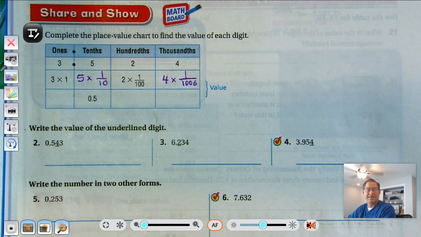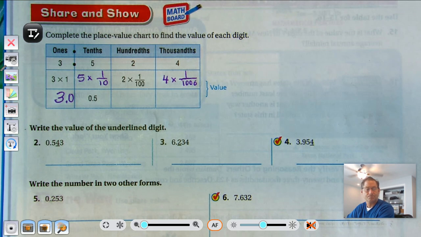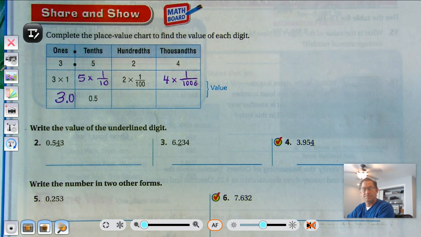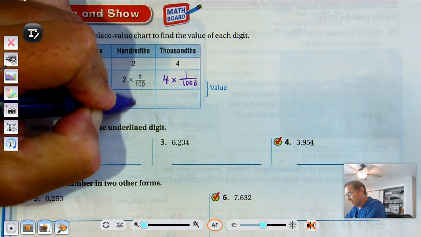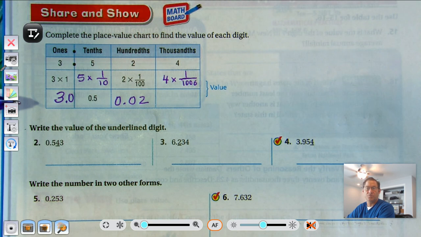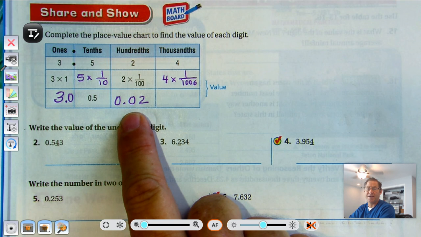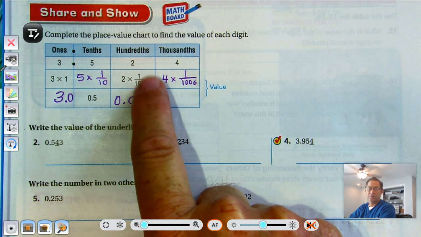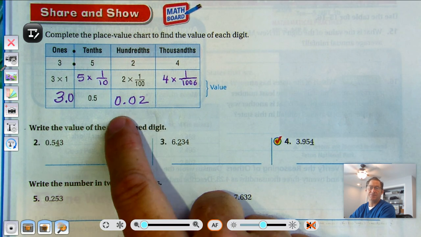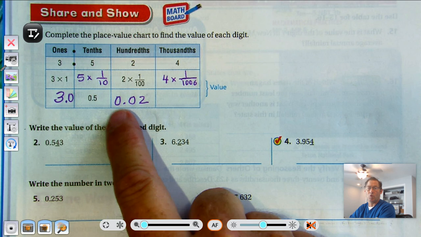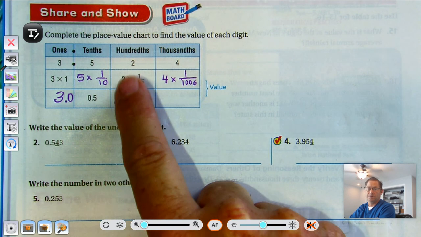So how do we write that as a decimal? Well, the 3 times 1 would just be 3.0. The 5 tenths is 0.5. The 2 hundredths would be written as 0.02. Remember, if you write 0.2, that's not 2 hundredths. That would be 2 tenths. So we have to have the value of the decimal correct. So 2 hundredths has to be 0.02. If we wrote 0.20, that wouldn't be 2, that would be 20. So remember what the number we have.